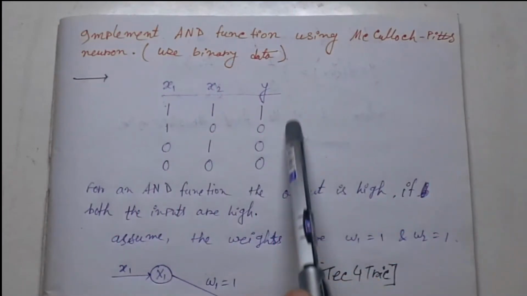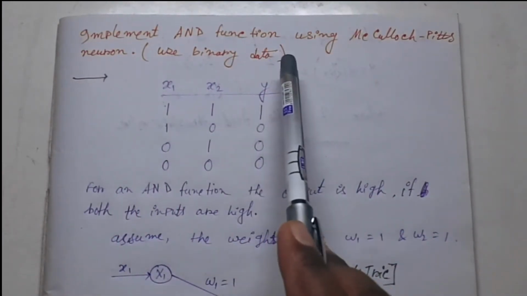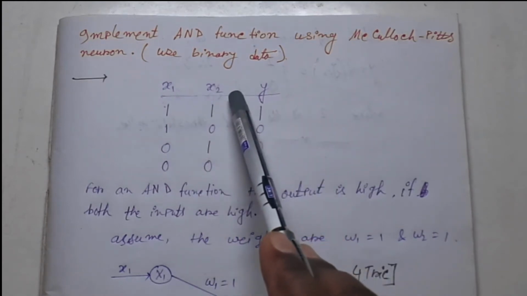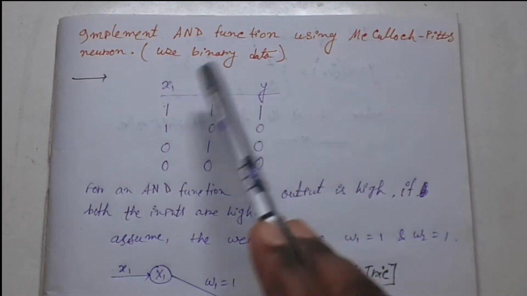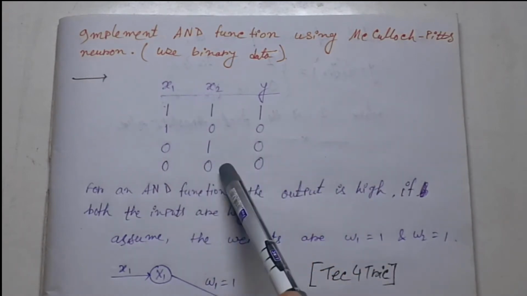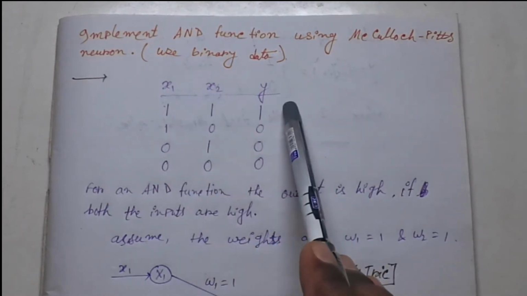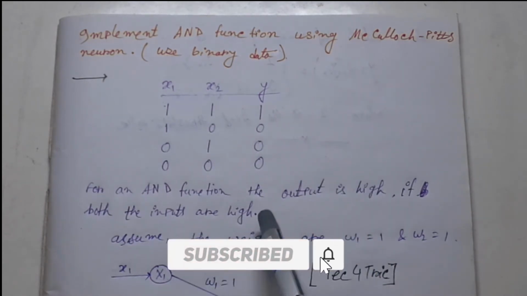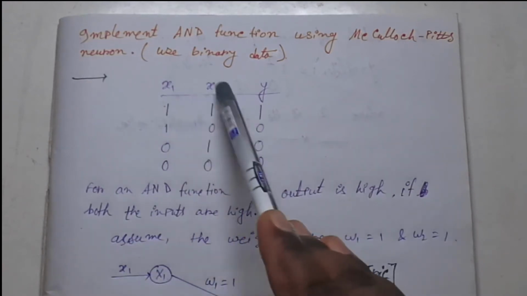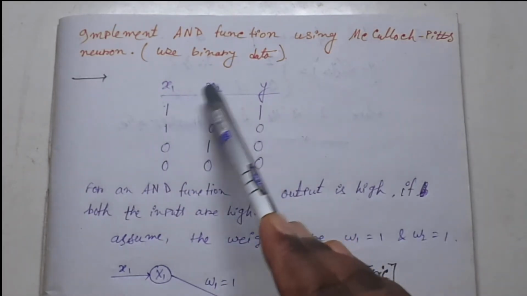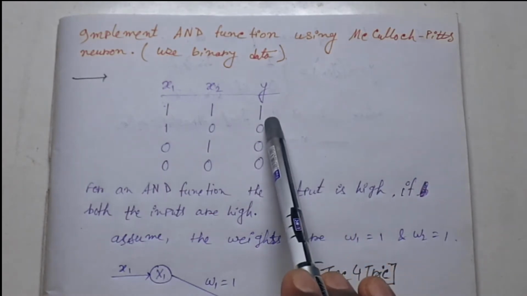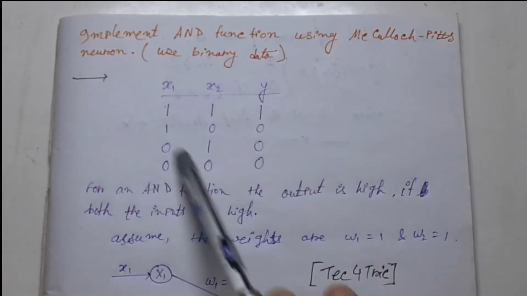So first of all, we have to write the truth table for AND function. So here is the truth table for AND function. x1, x2 are the inputs and y is the output. So 1 1, 1 0, 0 1 and 0 0. So for 1 1 it is 1. So how to declare an AND function? Basically, for an AND function the output is high if all the inputs are high. So here we have two inputs, x1 and x2. See, both the inputs are high. That's why the output y is high. Okay, I hope this thing is clear to you.